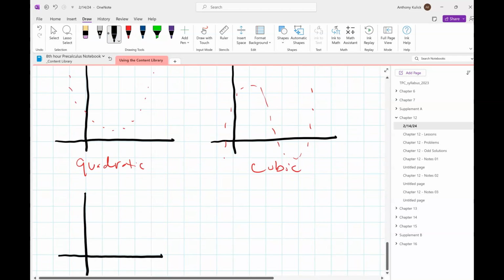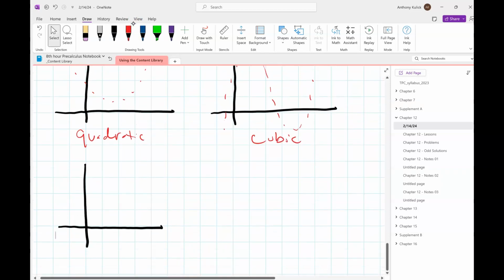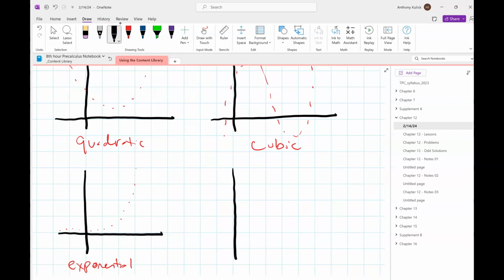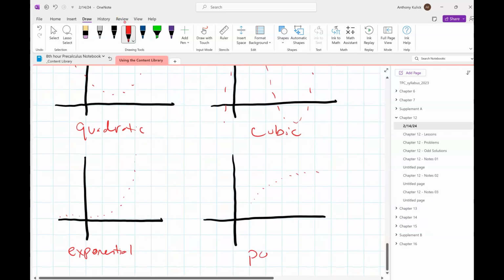What if it was exponential? You guys remember what an exponential curve looks like? Yeah. So it starts off flat and then gets real steep. You guys remember that? Vaguely, maybe. Or maybe more than vaguely. Who knows, right? Okay, what if we have something like this? That's going to be like a power function.